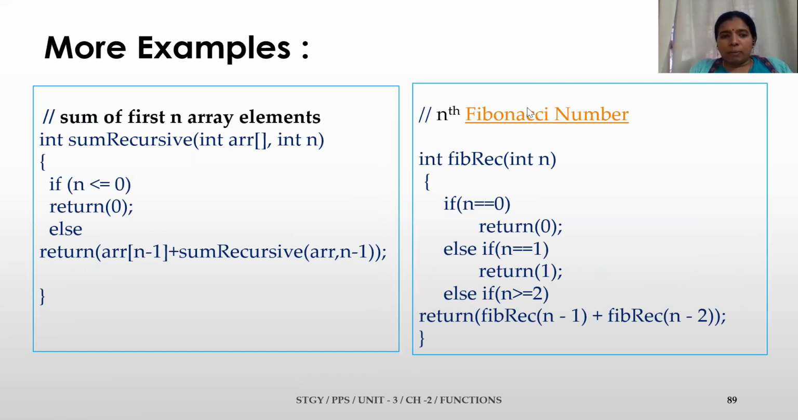This is the nth Fibonacci number, and this is the sum of a recursive array of n elements. These are a few examples. It's just for understanding, to let you know that there are a lot of possible ways in which you can try to build up recursion programs.